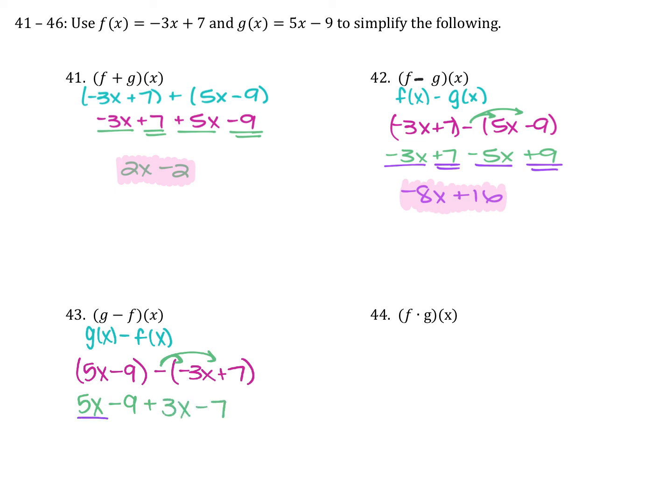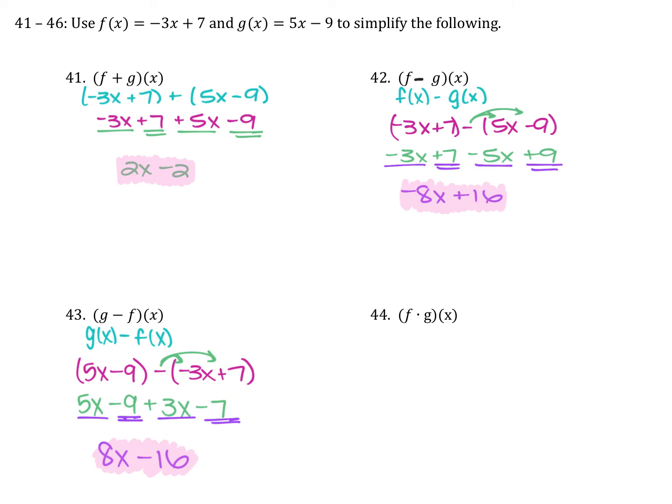So your 5x and your 3x are like terms. That gives you a positive 8x. Then your negative 9 and your negative 7 are like terms, which gives you a negative 16. So you'll see that these two are opposites of one another. Your 8x's are opposite, your 16's are opposite. That's because your f and your g switched places.